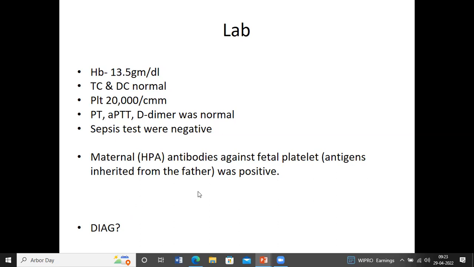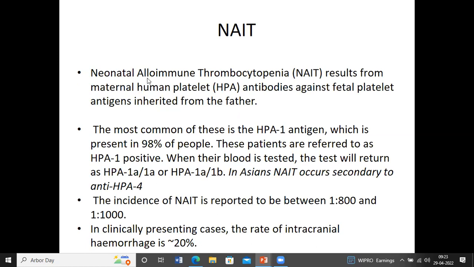So what is the diagnosis? I think we all know that this is a case of NAIT. NAIT basically stands for neonatal alloimmune thrombocytopenia, and this results from maternal human platelet antibodies formed against fetal platelets, which are inherited from the father. The most common of this is the HPA-1a antigen found in about 98% of the population. And these people with the HPA-1a antigen would be referred to as HPA-1a positive.